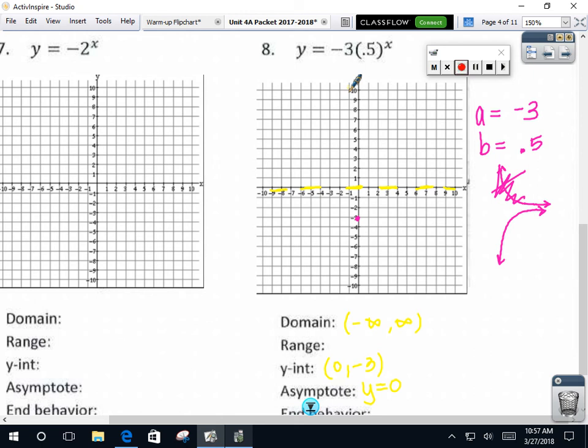No, real points. There's no way there's a point at 0, 3 because this is going to all be below. Okay, well, -1, -6 is good. Oh, let me change the color.